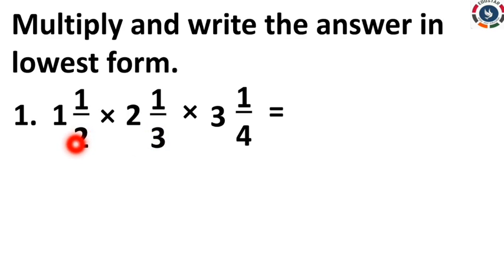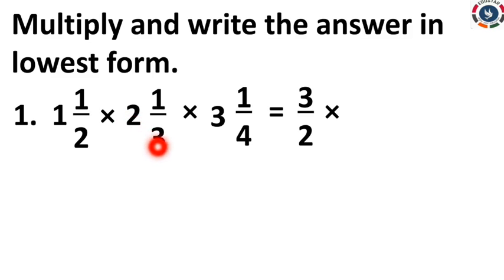So first, convert the mixed fractions into improper fractions. You multiply the denominator value by the whole number, then add the numerator value. So 1 2s are 2, 2 plus 1 is 3, so we write 3 by 2. And then what symbol is there? Into symbol. So write the into symbol here. Then you convert the next mixed fraction into an improper fraction.